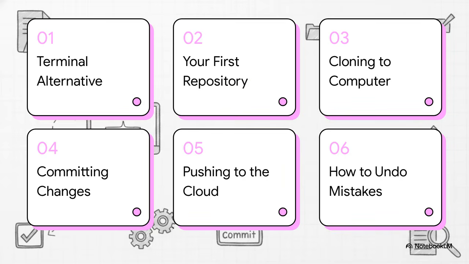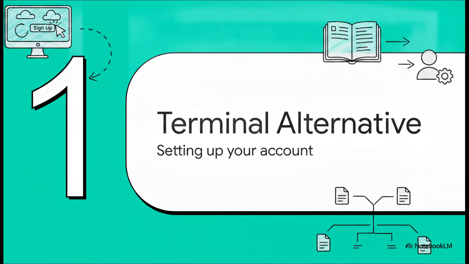Okay, let's dive into this. Here is the stress-free workflow we're going to learn today. 1. The terminal alternative. 2. Your first repository. 3. Cloning to your computer. 4. Committing your changes. 5. Pushing to the cloud. And finally, 6. How to undo mistakes.